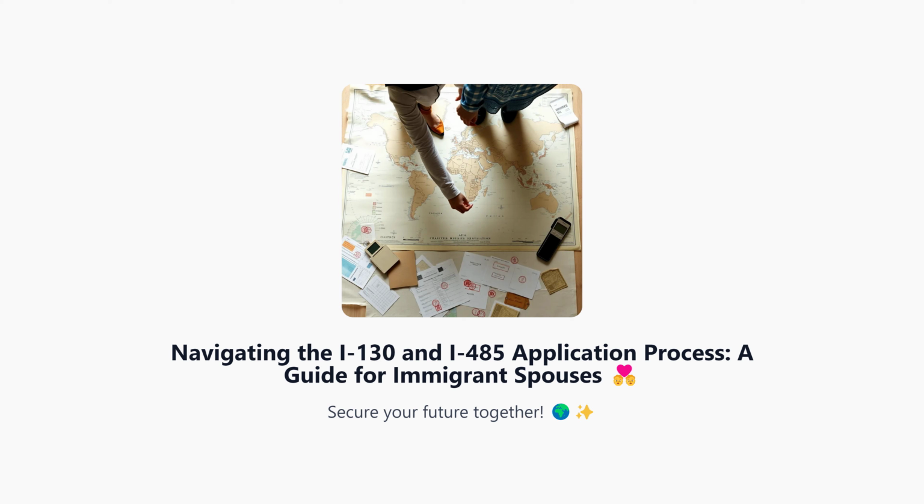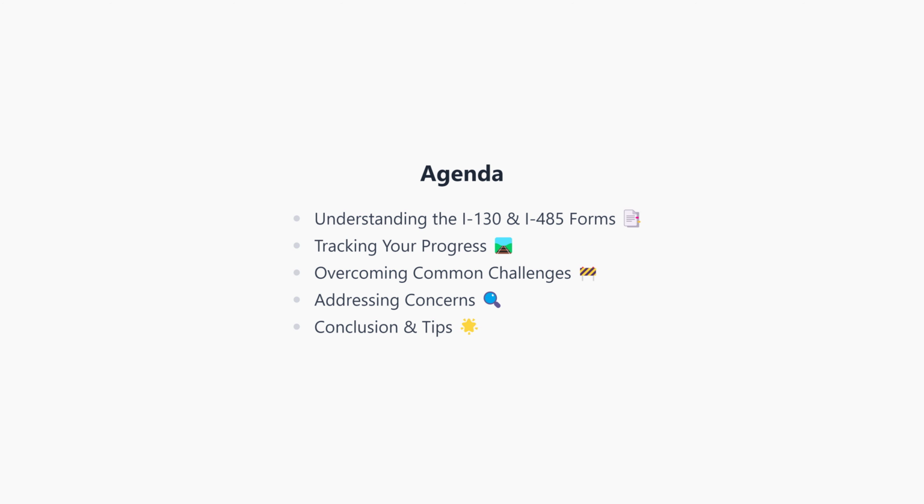Welcome to our guide on navigating the I-130 and I-485 application process for immigrant spouses. In this video, we'll walk you through the essential steps and offer tips to ensure a smooth journey towards obtaining a green card through marriage. In today's agenda, we will cover the key aspects of filing the I-130 and I-485 forms, tracking your application progress, overcoming common challenges, addressing specific concerns, and conclude with some final tips.